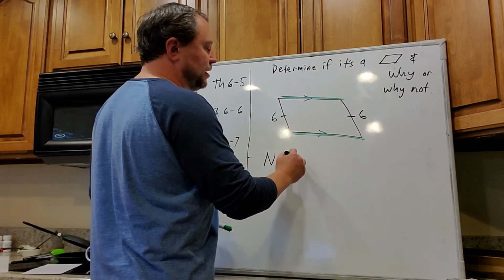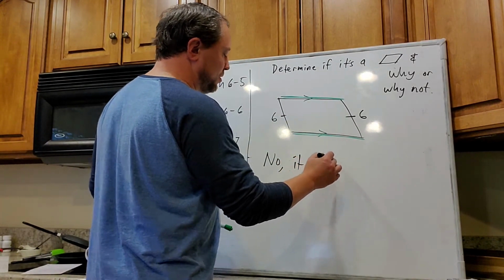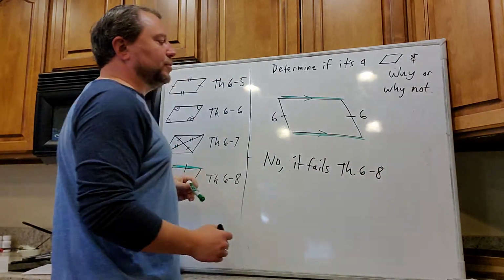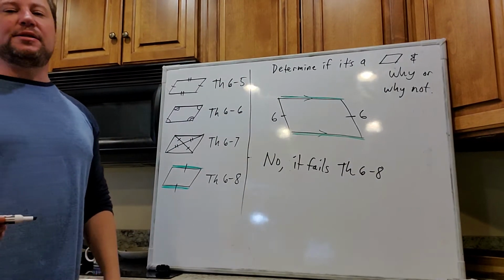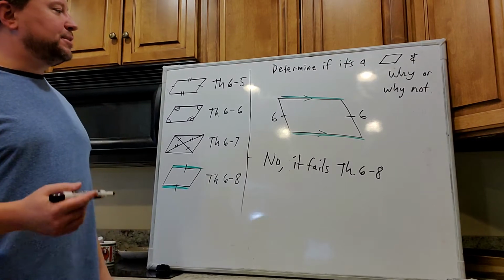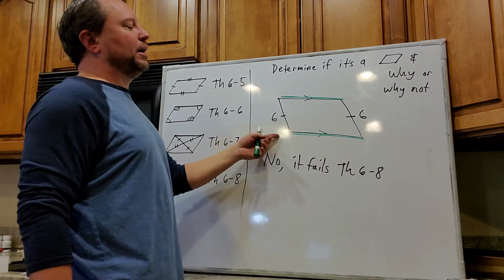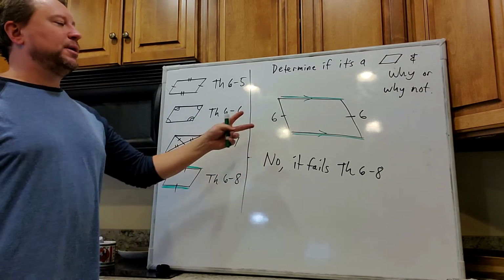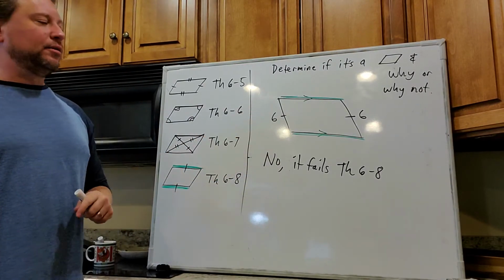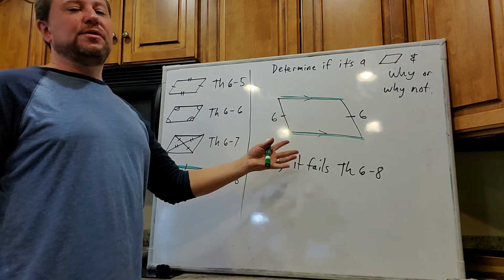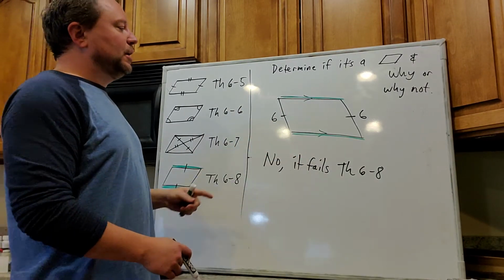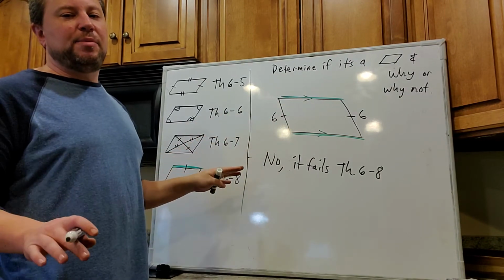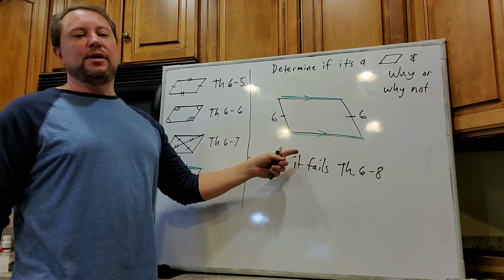Okay, you might say it fails theorem 6.8. Or if you're trying to write out an explanation on this one, you might say the same pair of sides were not both parallel and congruent. Okay, it fails theorem 6.8, or the same pair of sides are not both parallel and congruent. And again, I want to emphasize the reason this is going to be a no is it is possible for these conditions to exist and it not be a parallelogram, even though it looks like one in this picture.